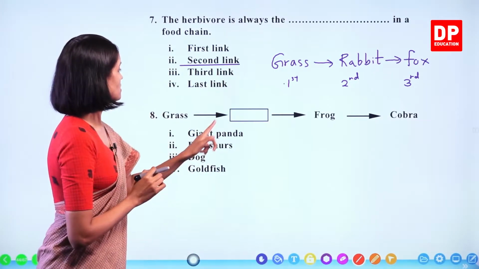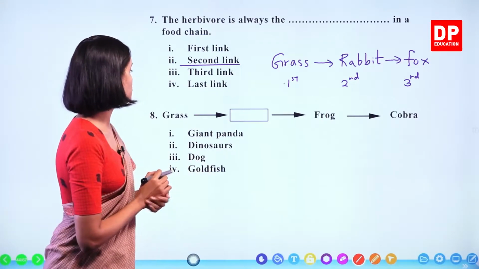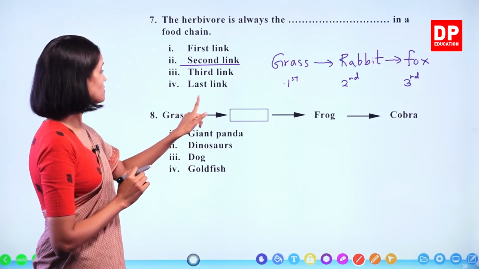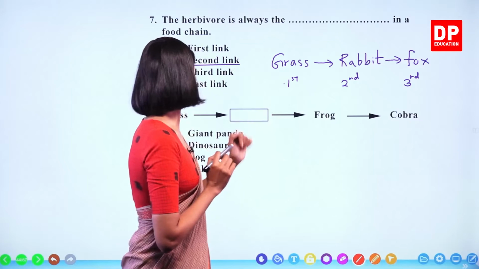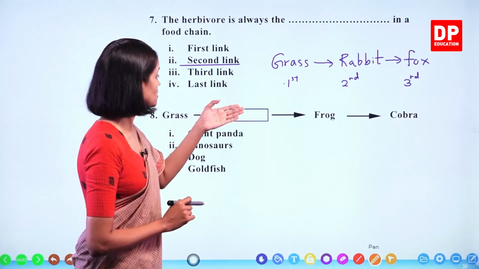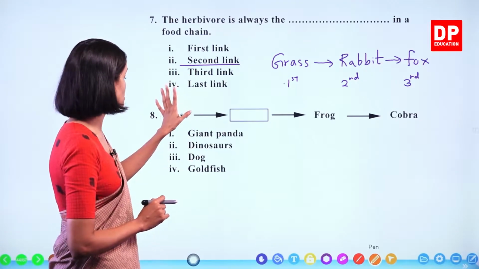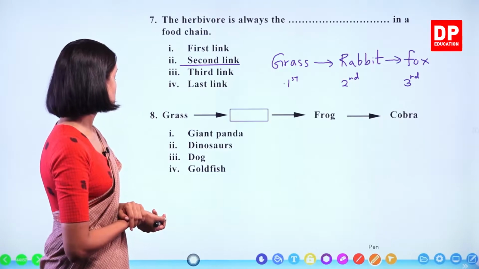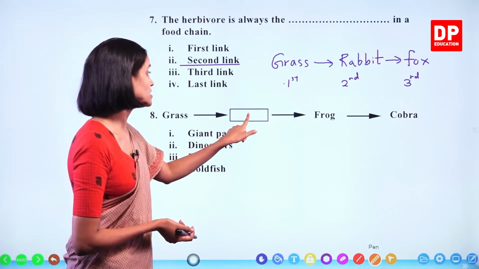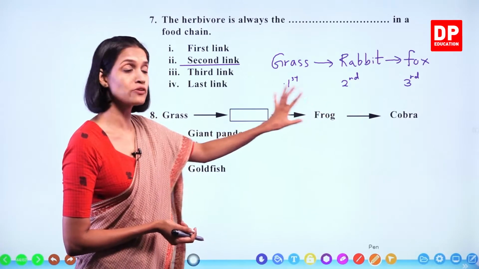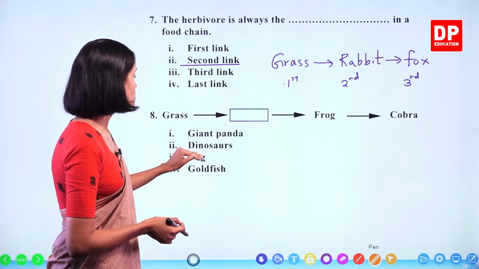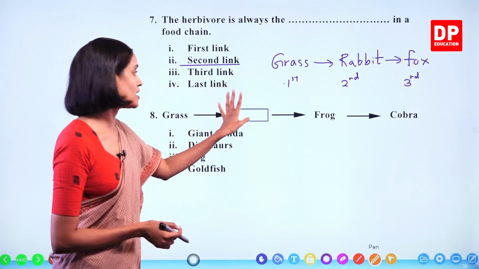Number 8. Look, there's a blank. We have to find the answer suitable for this blank. Grass, blank, frog, cobra. So the second link has to be an omnivore or a herbivore who feeds on plants. Right? So giant panda is a herbivore, but we can't put here because the next animal is frog. Frog cannot eat giant panda. So dinosaurs, no, they are already extinct. Dogs, they don't eat grass, therefore we can't put here.